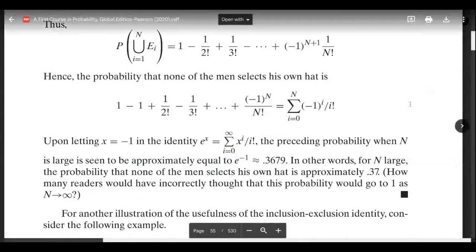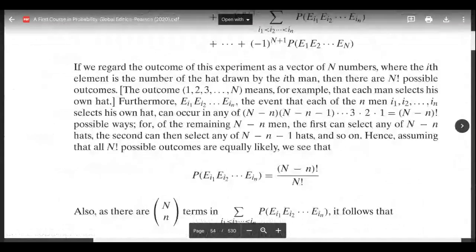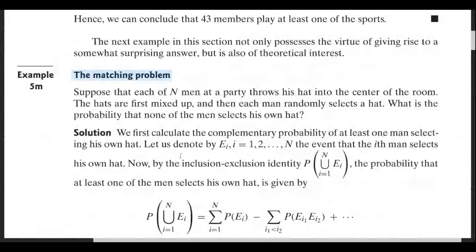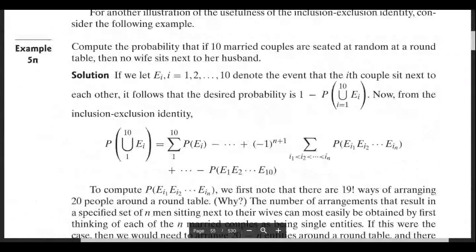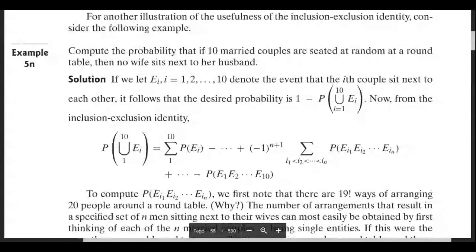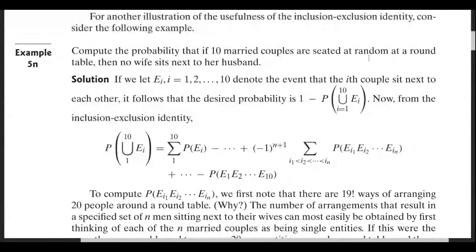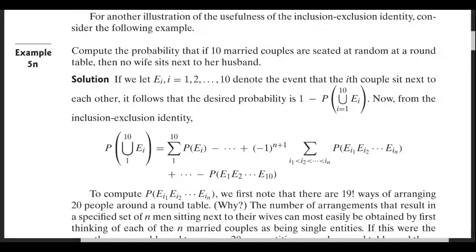All right, so if you are interested in this, some of them are classic probability problems. This is one of them. Let's see this one: compute the probability that if 10 married couples are seated at a round table, then no wife sits next to her husband. Okay, so this book is good. It collected all those classic probability questions.